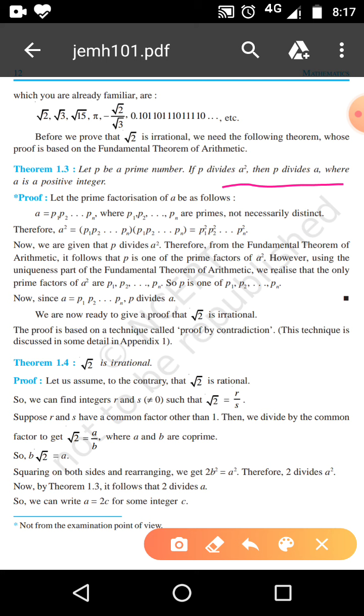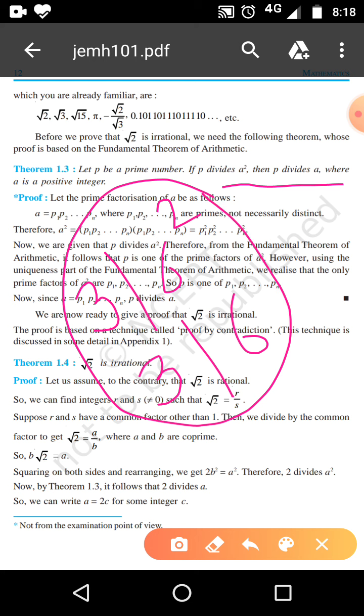Suppose p divides a square, that means, suppose 3 divides 6 square, that is 36. Then 3 divides 6 also. See, if p divides a square, then p divides a. So obviously from this application it is clear, if 3 divides 6 square, that is 36, then 3 must divide 6. Now we are going to prove this.